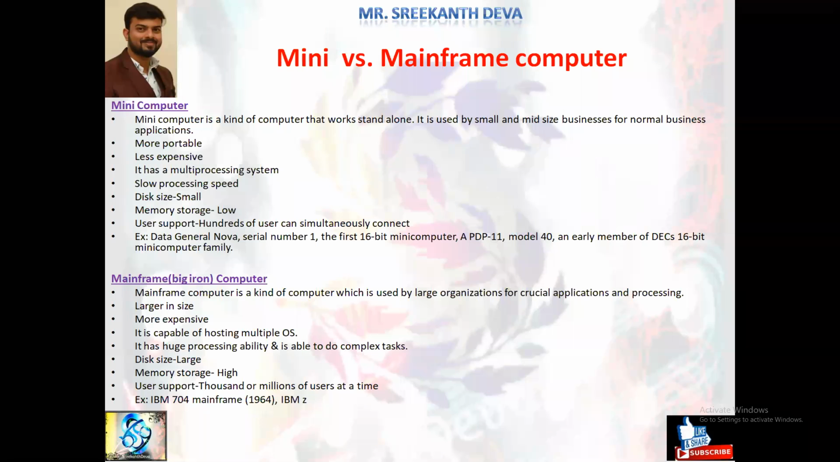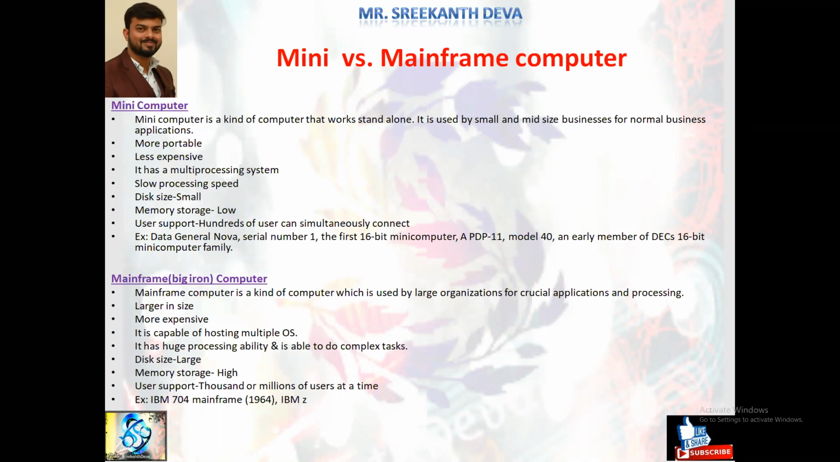Mini computers are portable in nature. Mainframe computers are larger in size and more difficult to move comparatively. Mini computers are less expensive, but mainframe computers are more expensive. Mini computers can handle a multi-processing system. They can support around hundreds of users simultaneously, 100, 200, 300, 400 like that. But coming to mainframe computers, they are capable of hosting multiple operating systems. Here, thousands and millions of instructions can execute.